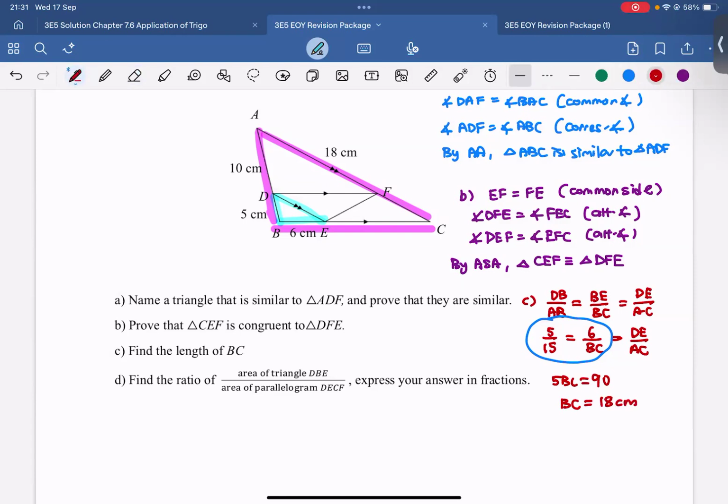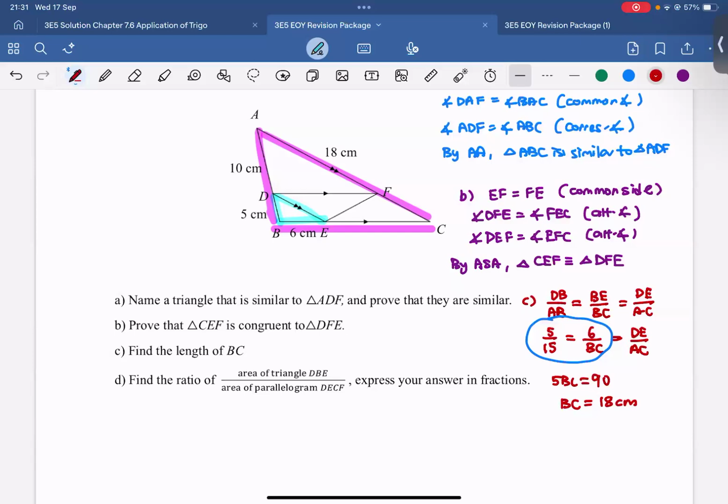Okay, wait, sir, that means you could have used the other one. What AB equals AB? Oh my god. Never mind, okay, never mind.